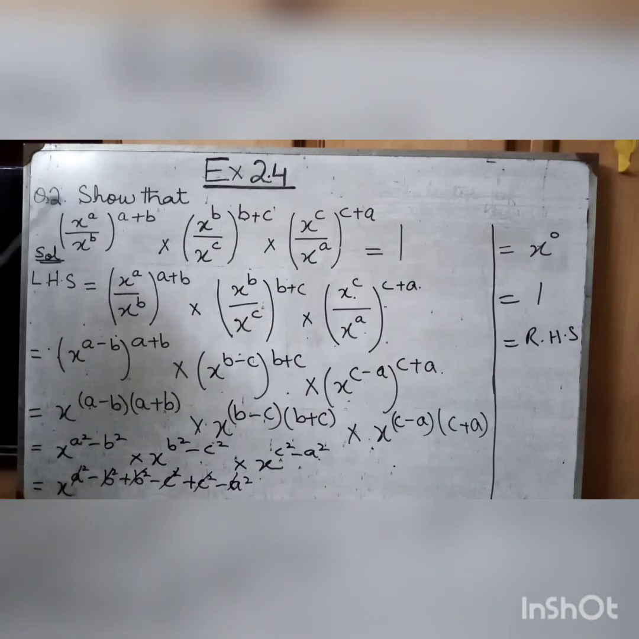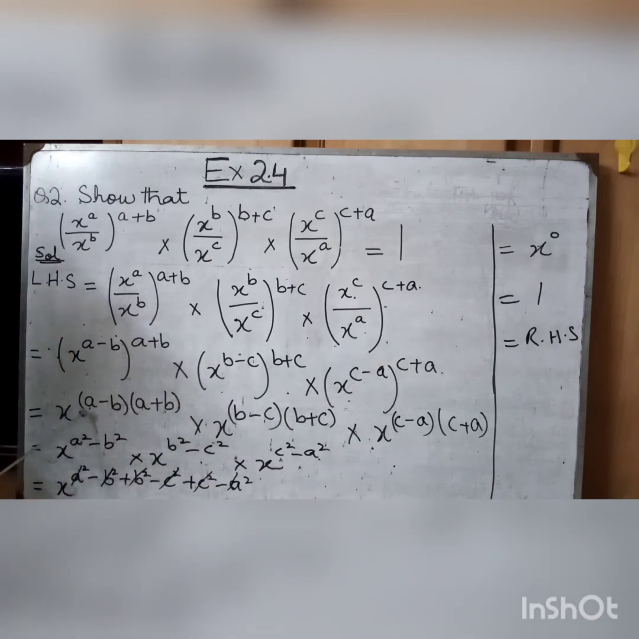Therefore, we take left hand side, which is x raised to power a over x raised to power b with exponent a plus b, into x raised to power b over x raised to power c with exponent b plus c, into x raised to power c over x raised to power a with exponent c plus a. Using the laws of indices, we have x raised to power a minus b with exponent a plus b, into x raised to power b minus c with exponent b plus c, x raised to power c minus a with the exponent c plus a.